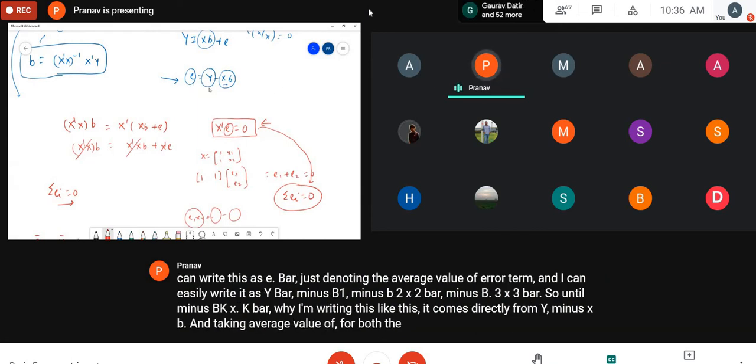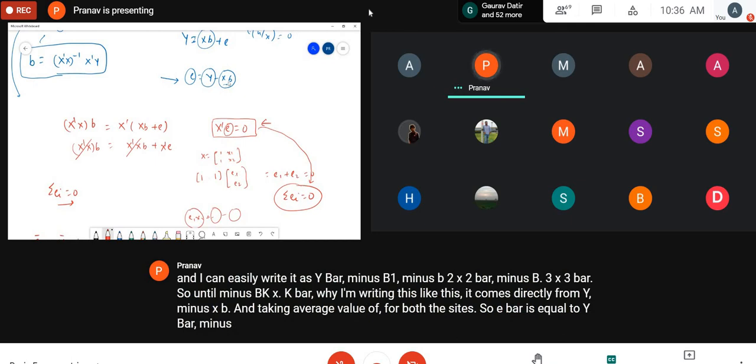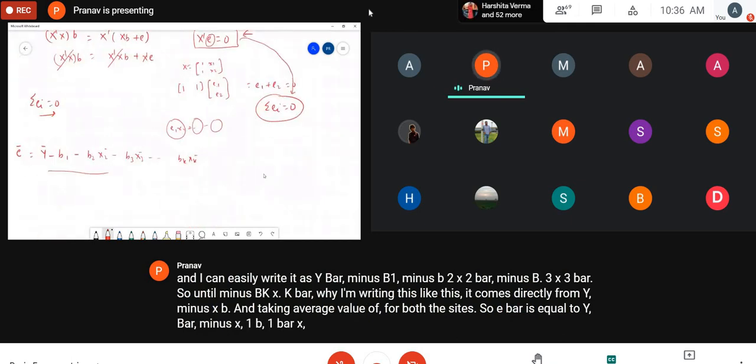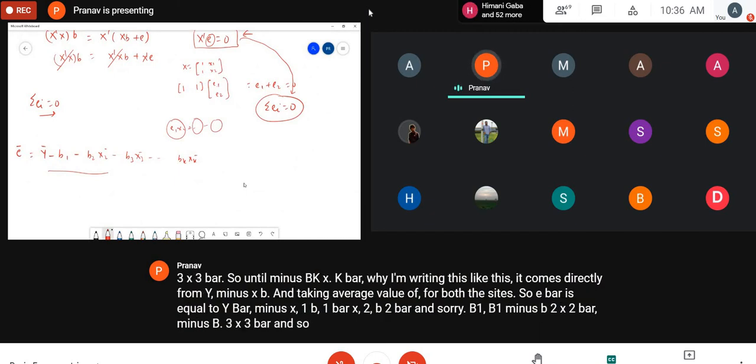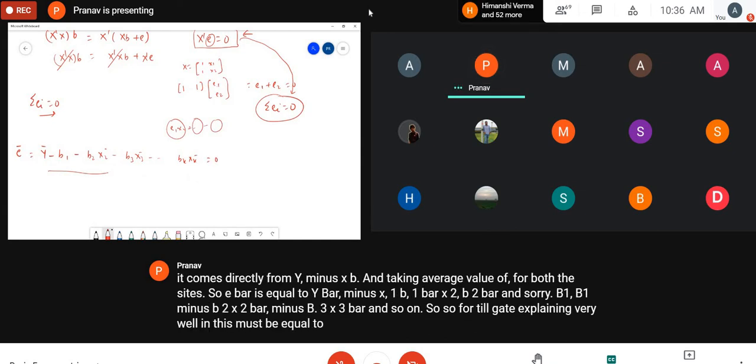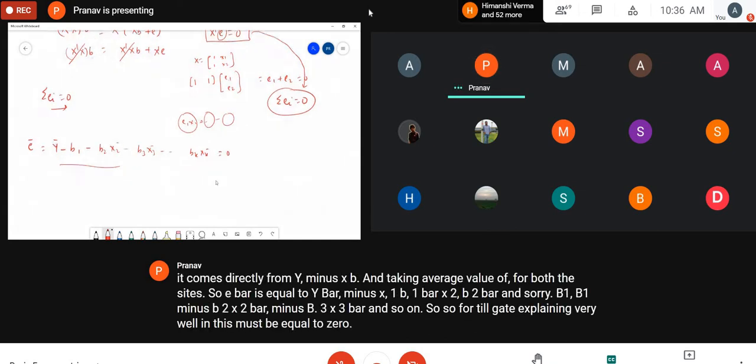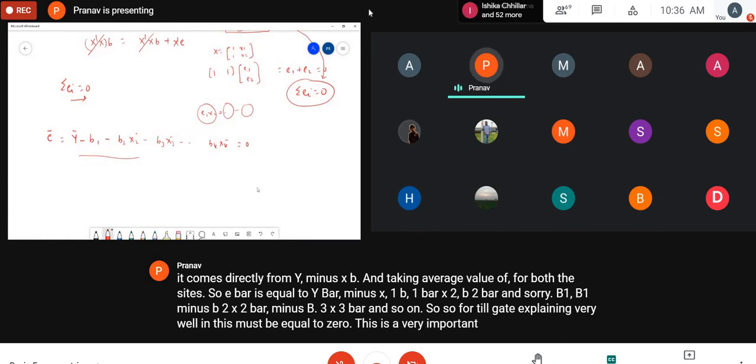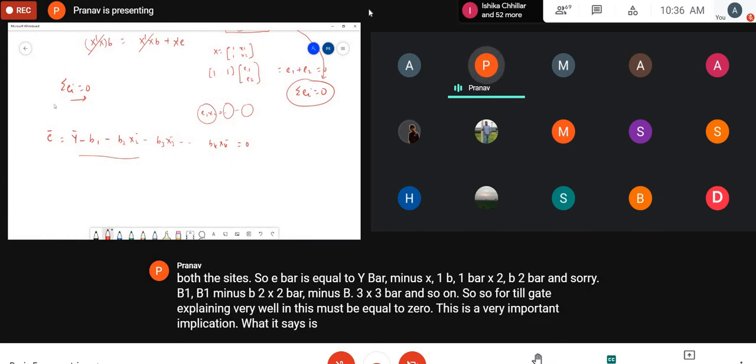So e bar is equal to y bar minus b1 minus b2 x2 bar minus b3 x3 bar, and so on till bk xk bar. And this must be equal to 0. This is a very important implication.